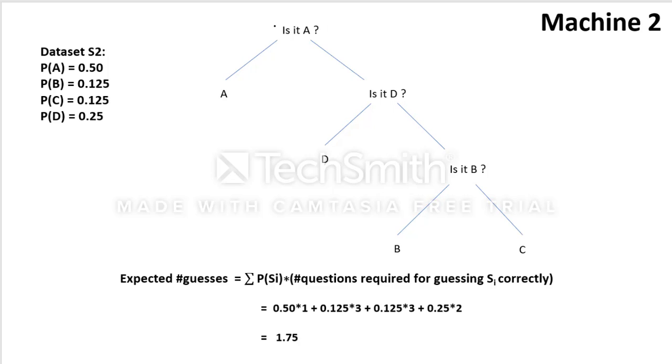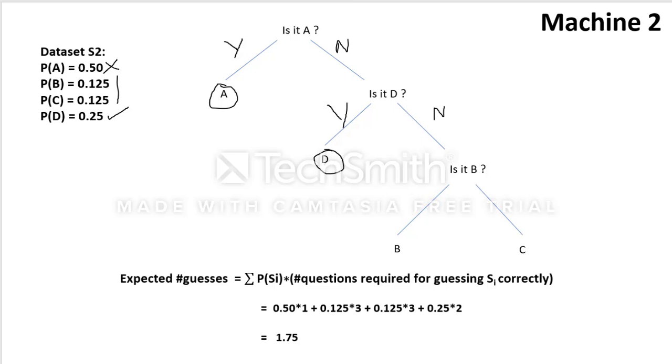let's ask the highest probable question: is it A? If the next number is A, then we have found the next attribute, it's just A. Let's say it's no. So let's look at the next highest probable number. That's 0.25. So we can ask, is it D? If we get a yes, we are sure that it's a D. If it's no, then we're left with these two.